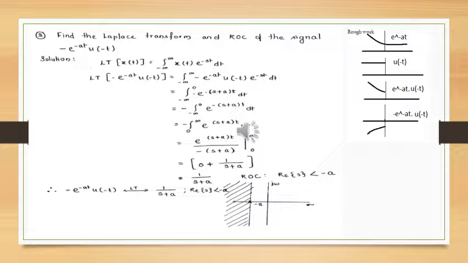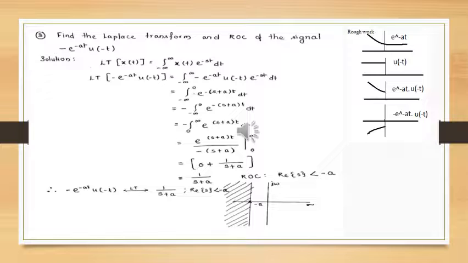The third signal is minus e raised to minus at u of minus t. Again we need to find the Laplace transform and the ROC of the signal. First, writing the formula of the Laplace transform, we have integral minus infinity to infinity x of t e raised to minus st dt. So the Laplace transform of minus e raised to minus at u of minus t is equal to integral minus infinity to 0 minus e raised to minus at u of minus t e raised to minus st dt.